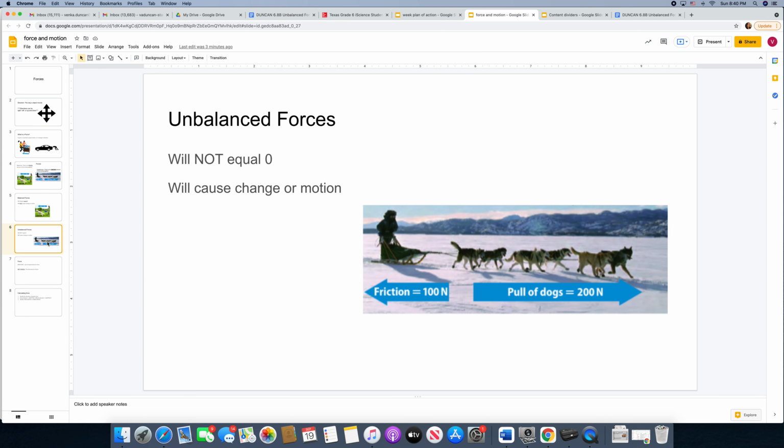Unbalanced forces will not equal zero net force and will cause a change or motion. As you can see, the man on the sled is pulling with a force of 100 newtons to the left, and the dogs are pulling with a force of 200 newtons to the right. As a result, the sled will go to the right because the dogs are applying a greater amount of force.